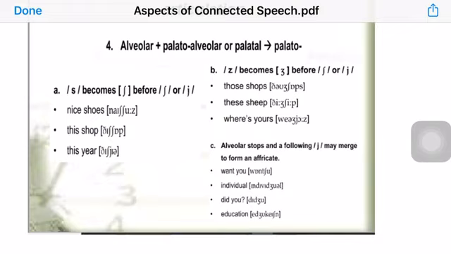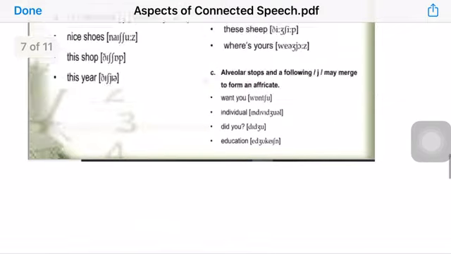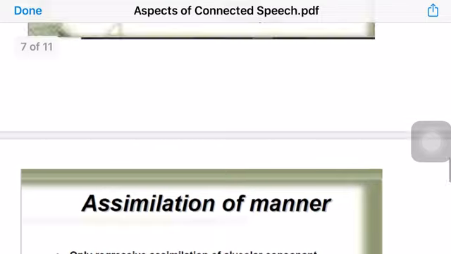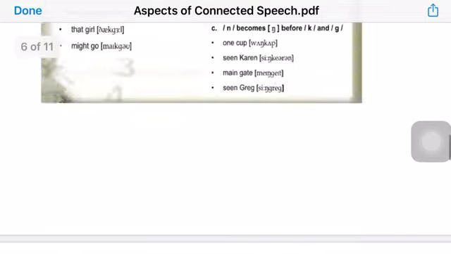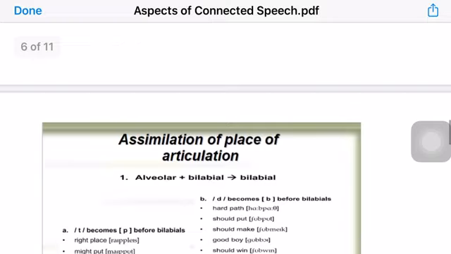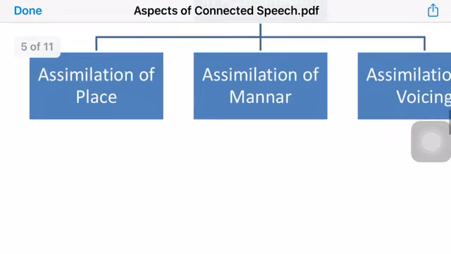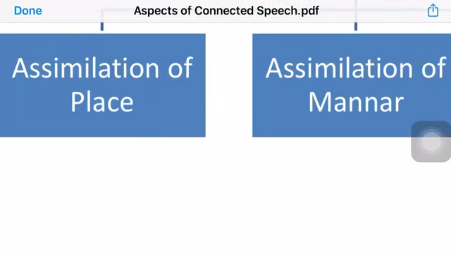And you also need to memorize one example only. In all these different cases, we talked about assimilation of place of articulation. You don't need to memorize all of them. Just memorize or know one example only, because the possible question would be like this: exemplify a case of assimilation of a place of articulation.